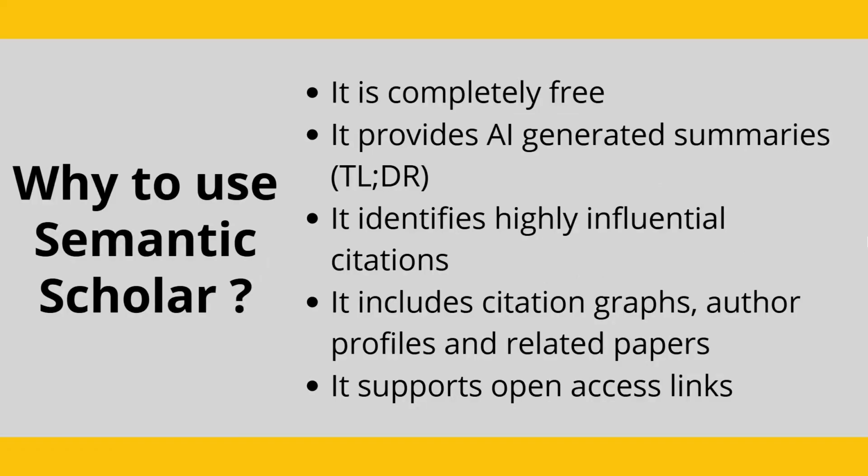Here are a few reasons researchers prefer Semantic Scholar. First, it is completely free and doesn't require institutional access. Secondly, it provides AI generated summaries, that is TLDR, for quick understanding. It identifies highly influential citations. It includes citation graph, author profile, and related papers. And it supports open access links whenever available. This combination of AI plus open science makes Semantic Scholar a very practical companion for students and teachers conducting literature reviews.